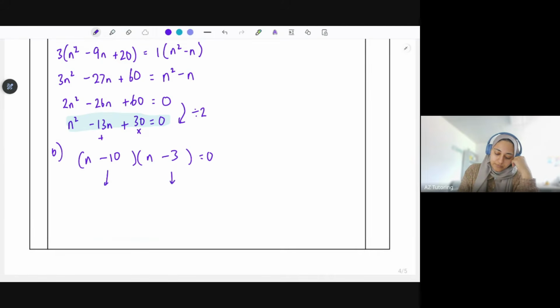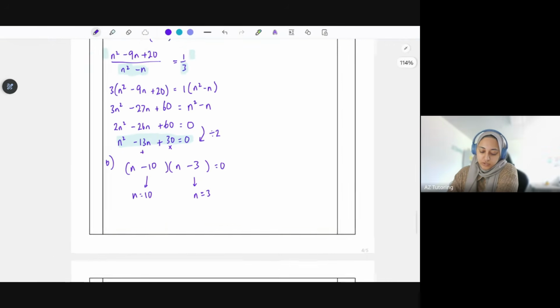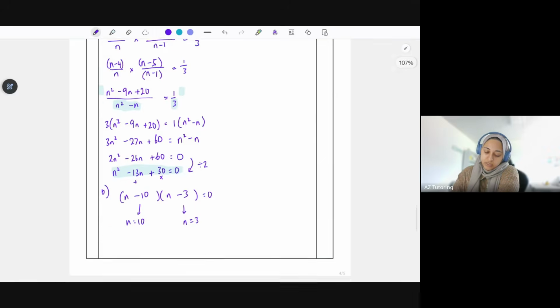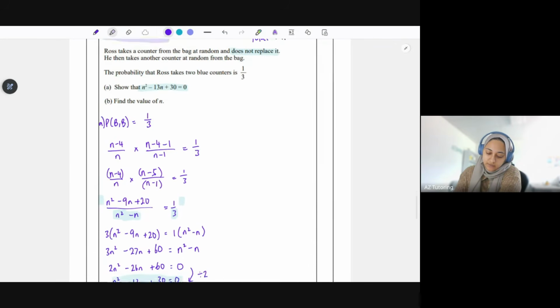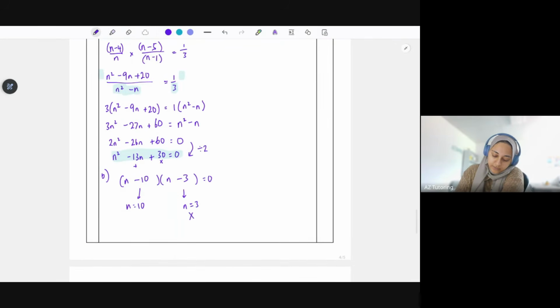So therefore, n equals 10 and n equals 3, but we can't have two values of n. So which one is it? And this time we don't really have a negative number that we can just totally disregard. So we need to go back to the context of the question. N is the total number of counters, and we know the number of red is 4. We pull that from here. The number of red counters is 4. So it's impossible for the total to be less than the number of red, because the total is red plus blue. So therefore, we can't have a number less than 4. So we are going to ignore this one here.